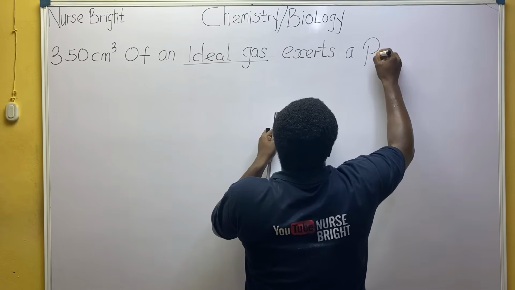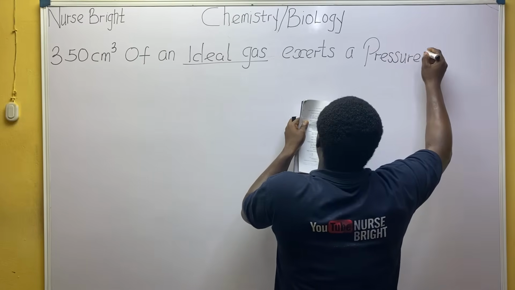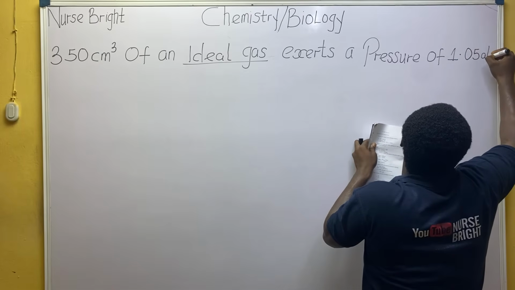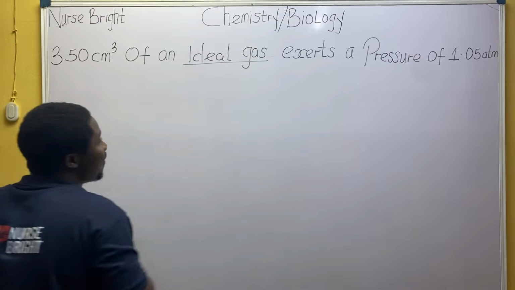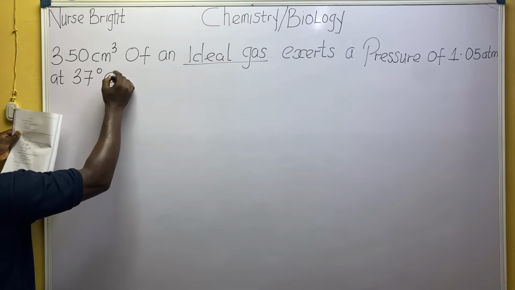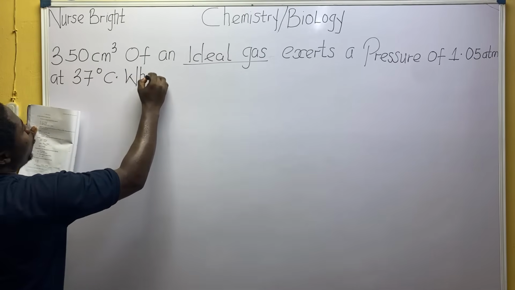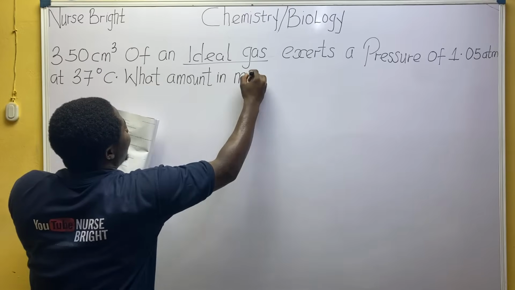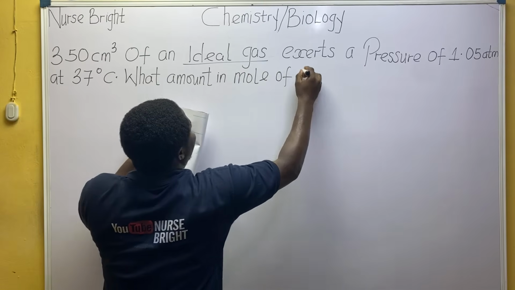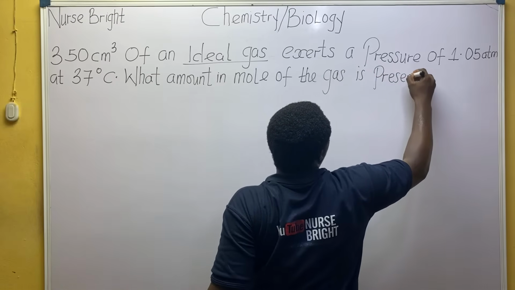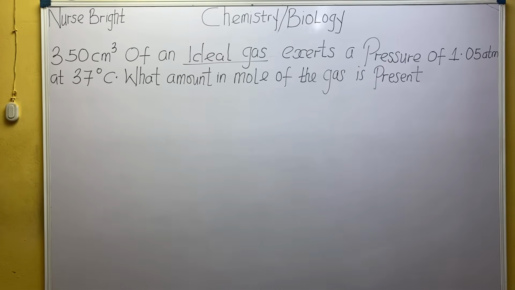Everybody pay attention, a pressure of 1.05 atm at 37 degrees Celsius. Now the question says, what amount in mole of the gas is present? This is very childish because these are questions that you're going to be seeing tomorrow. So why not just relax and look at how they work?